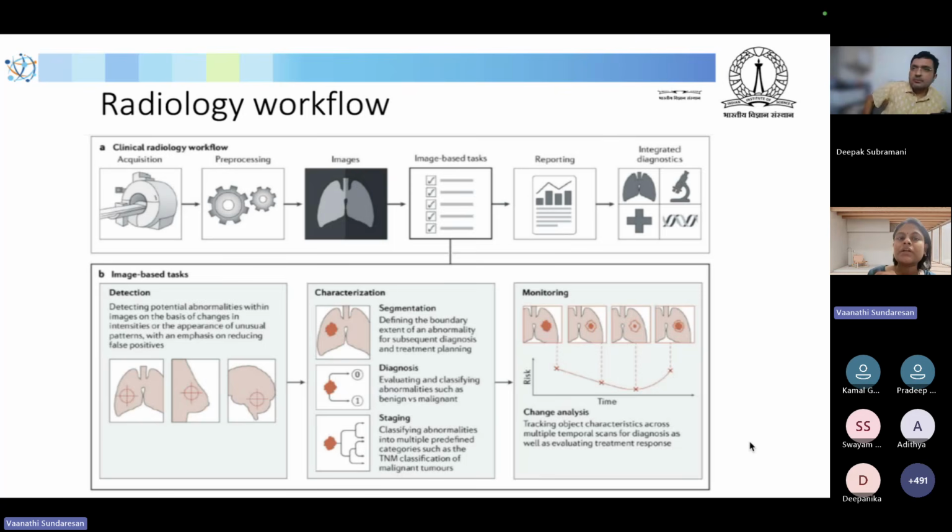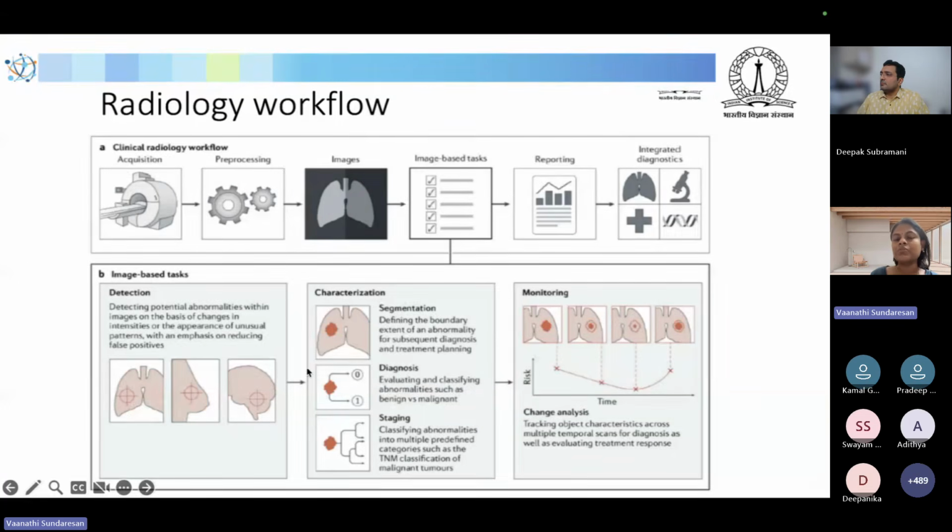Before going into that, I wouldn't go into much detail on this radiological workflow. What I want you to understand is that there are several steps involved, starting from acquisition, processing, and cleaning up the images. But what we work on is this part of the overall pipeline, which is image-based tasks. Once the images we acquire from the machines are pre-processed and ready for analysis, we do our analysis on the images for detection of biomarkers.